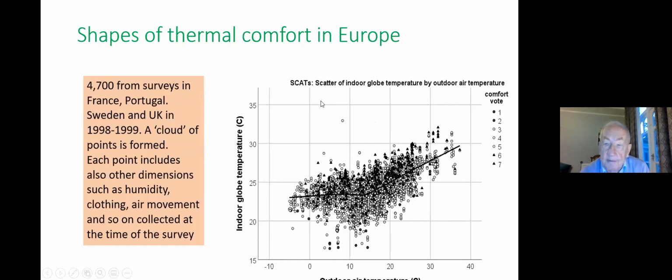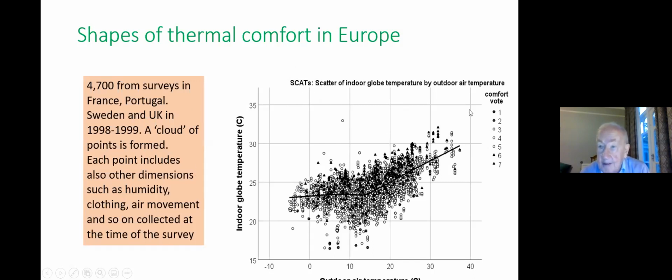Here's some data from the second survey. I'm going to show the results from 3 surveys we've done. This is the second survey done in Europe, and it was called SCATS because it was done for a project called, anyway, I can't remember it now. It's a long time ago. But what's interesting is that this is a much wider range of outdoor temperatures, going from about -5 up to about 30, 35, 37.